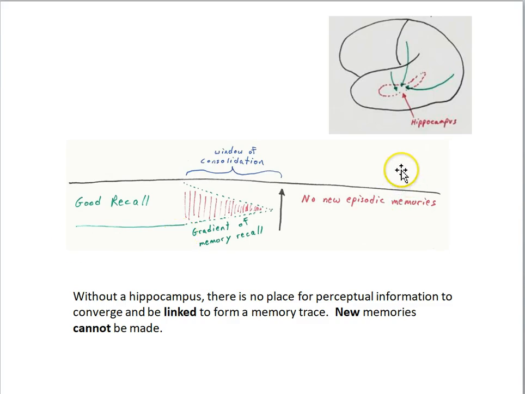Now, this helps us understand some of HM's symptoms. You'll recall he could not make new episodic memories. Well, how could he, right, if he's missing his hippocampus and surrounding medial temporal lobe tissue? So without a hippocampus, there's no place for perceptual information to converge and be linked to form a memory trace. New memories cannot be made.